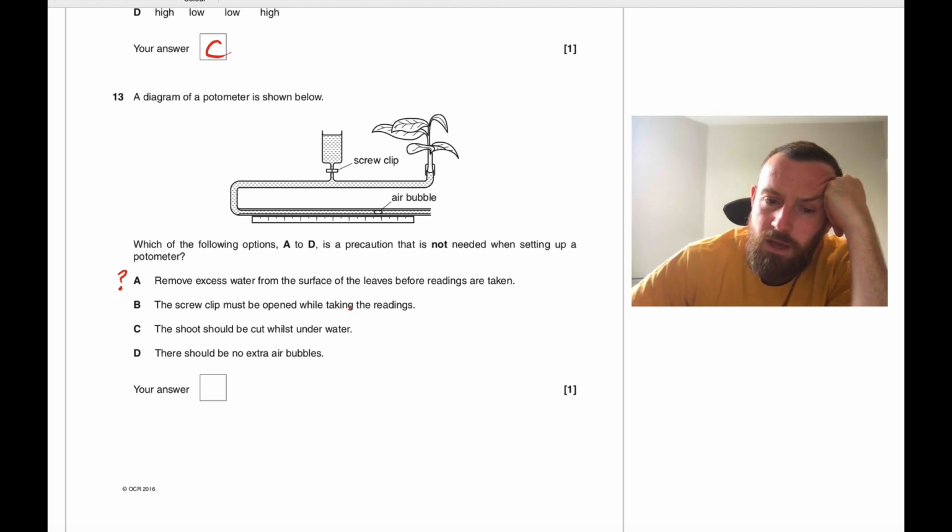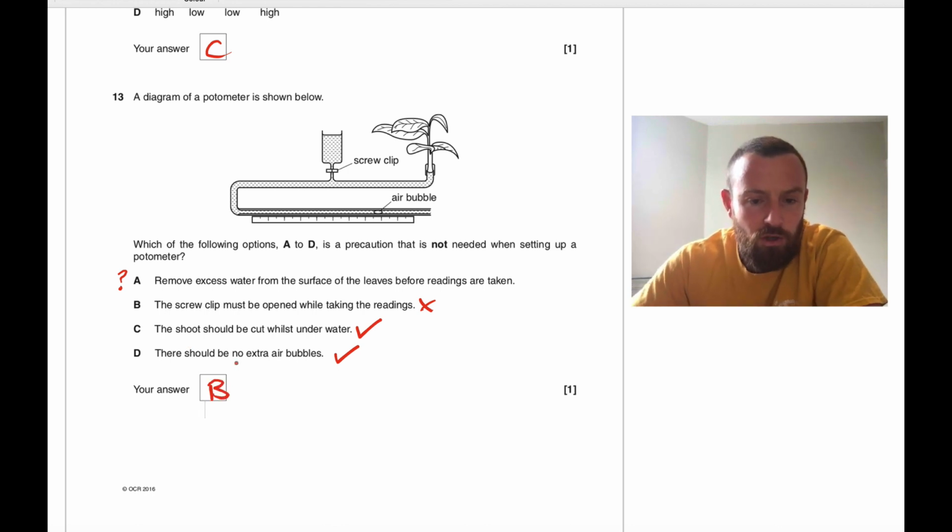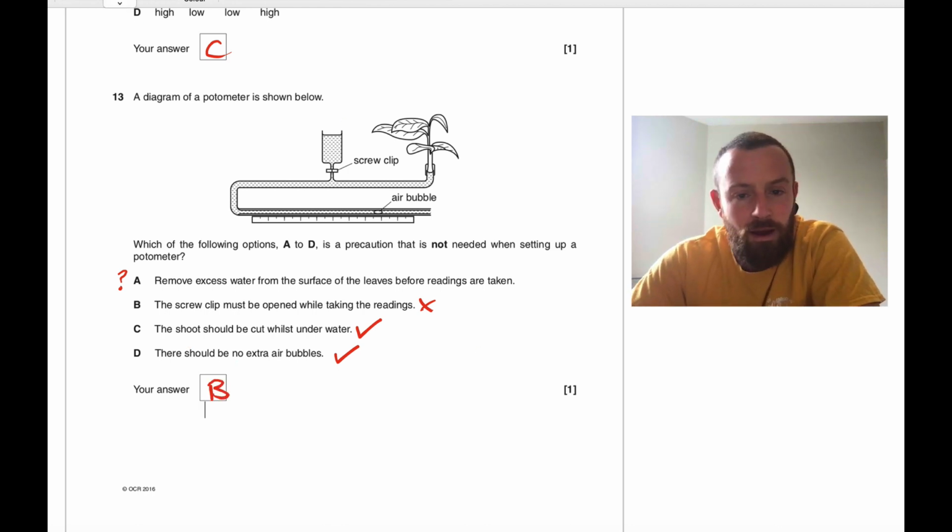The screw clip must be opened while taking the readings. No, definitely not that. The shoot should be cut whilst underwater. Yes, that is necessary. There should be no extra air bubbles. Yes, that's necessary. Okay, then now it seems pretty clear that it's B. I was a bit unsure about A, but thinking about it, if there is water on the leaves, it's going to be blocking the stomata, and it's going to affect your results. So yeah, A is true as well.